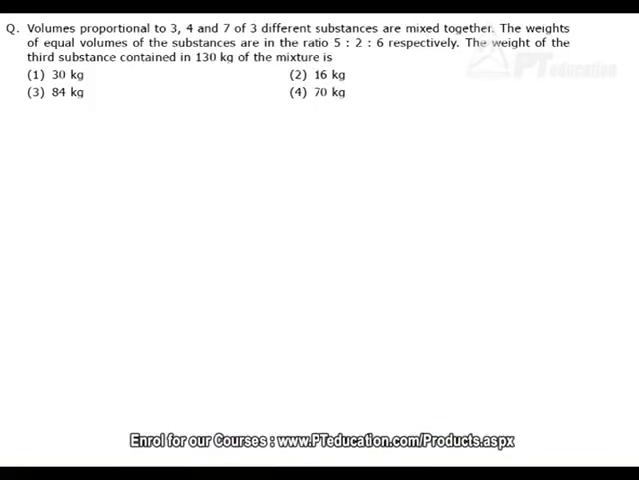Volumes proportional to 3, 4 and 7 of 3 different substances are mixed together. The weights of equal volumes of the substances are in the ratio 5:2:6. The weight of the third substance contained in 130 kg of the mixture is. Okay, so here is the solution. Volumes given to us are in the ratio 3, 4 and 7.